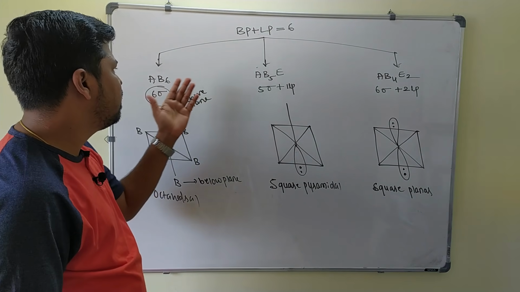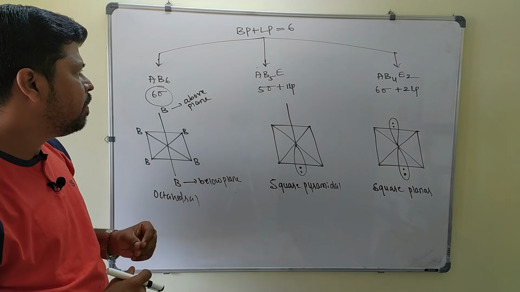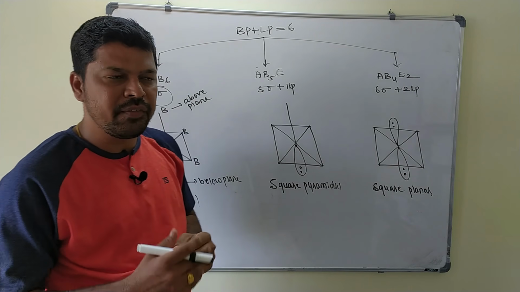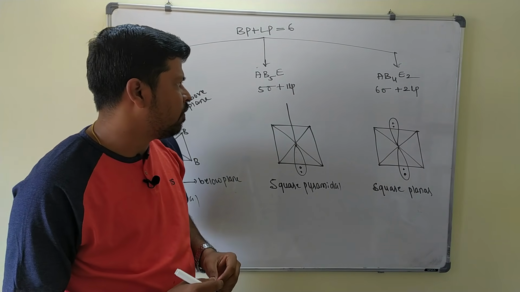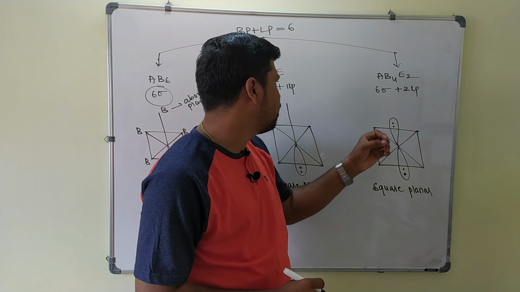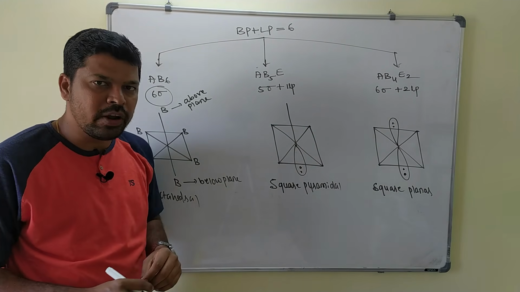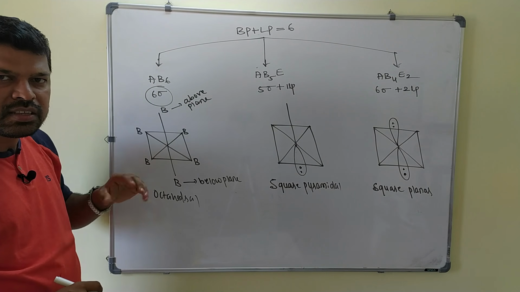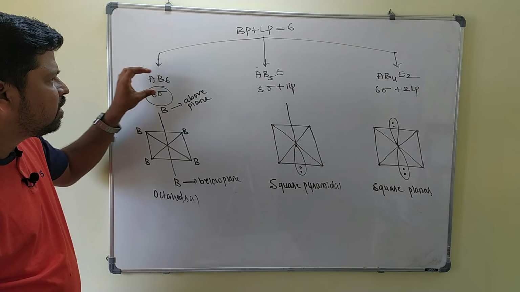In this one, there are 3 possibilities: AB6, AB5E and AB4E2. Already we know that E represents the lone pair of electrons. Here E2 means 2 lone pairs of electrons. E1 means what? 1 lone pair of electrons. B6 means what? B represents the surrounding atoms. So there are 3 possibilities.